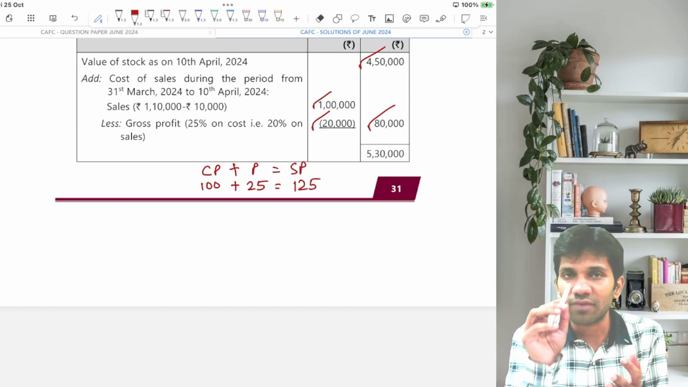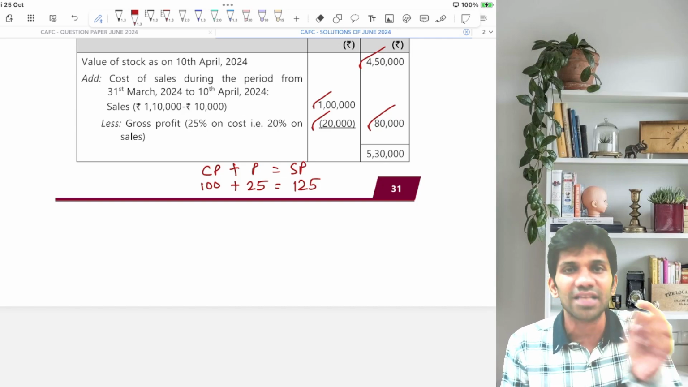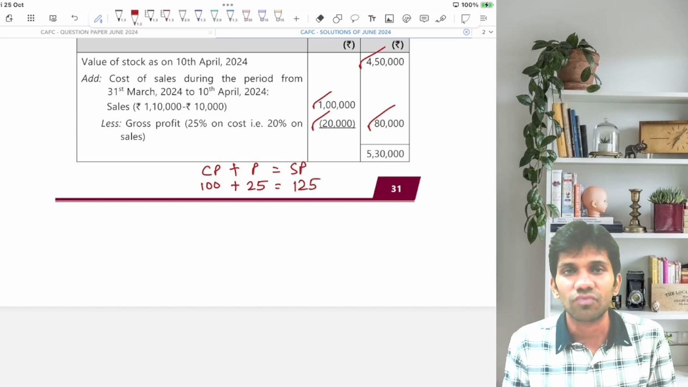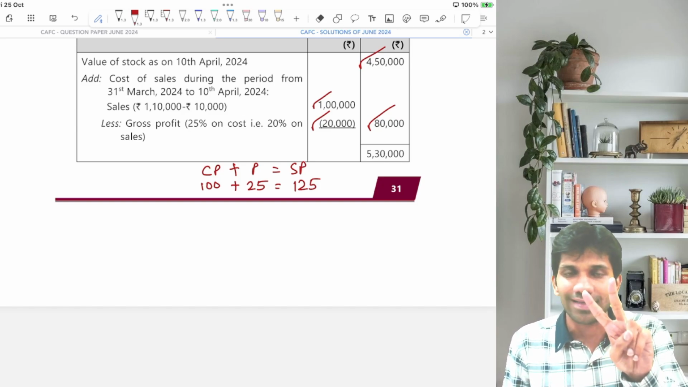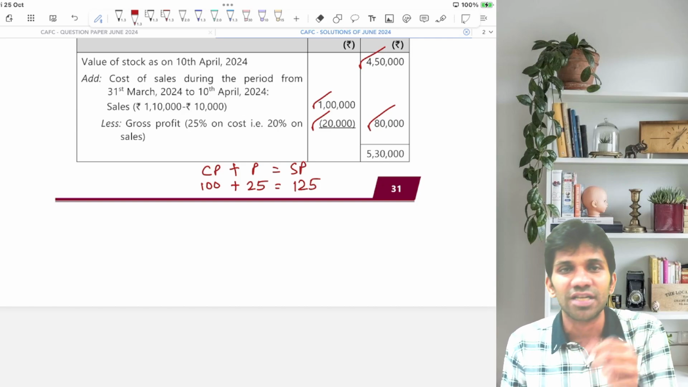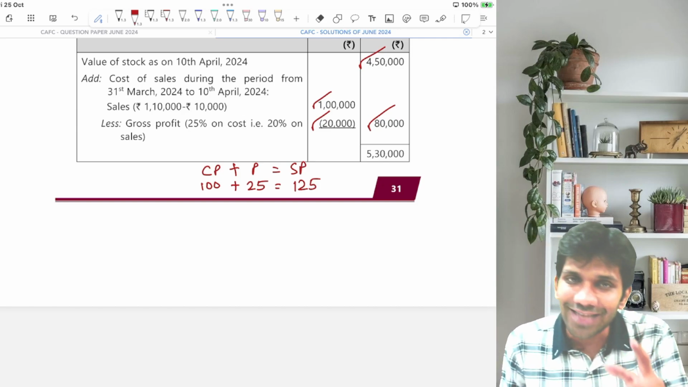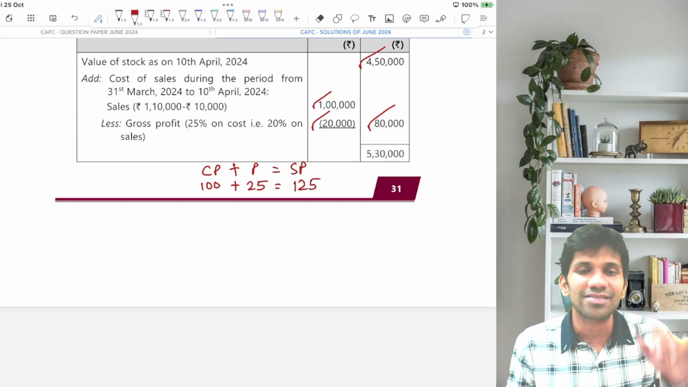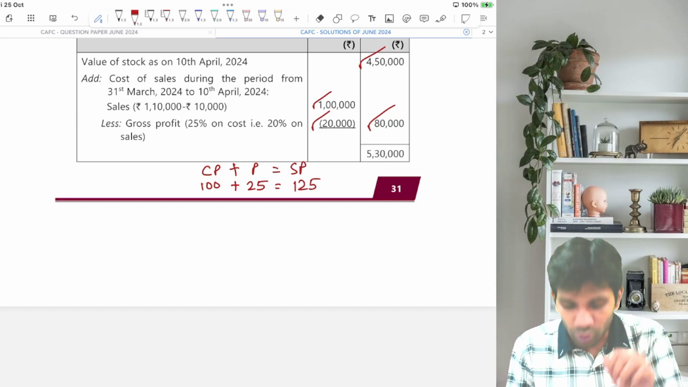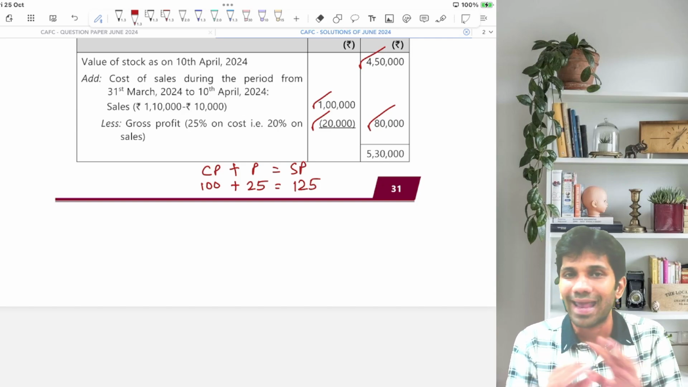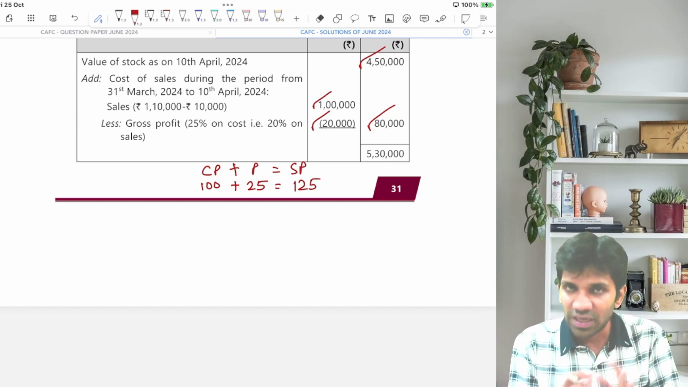25% on cost. Whatever word appears after the word percentage. After percentage, whatever word appears, only two words I'll say: cost or sales. If the word cost appears after percentage, let cost price be 100. If the word sales appears after percentage, let selling price be 100. So in the given problem, 25% on cost, hence cost 100, profit 25, selling price 125. You can apply this formula everywhere, wherever this type of equation is asked.